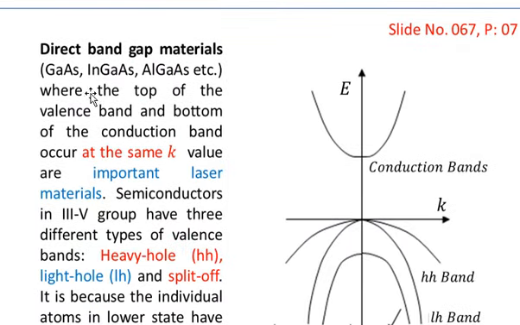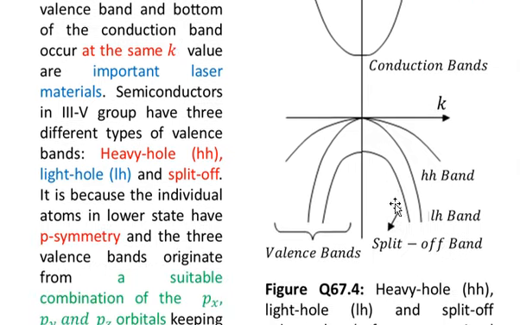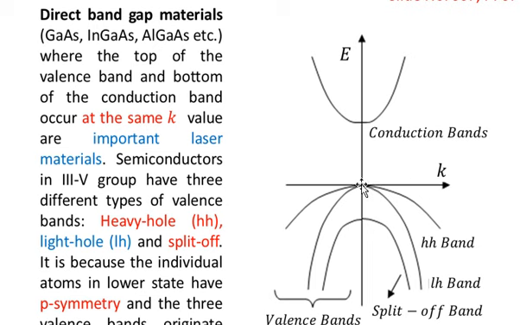So let's read the text. Direct band gap materials. There are some semiconductor materials which are called direct band gap materials, and these are gallium arsenide, indium gallium arsenide, aluminium gallium arsenide, etc., where the top of the valence band and the bottom of the conduction band occur at the same k value. You see that k is equal to 0 over here at the top of the valence band, and k is also 0 for the conduction band.